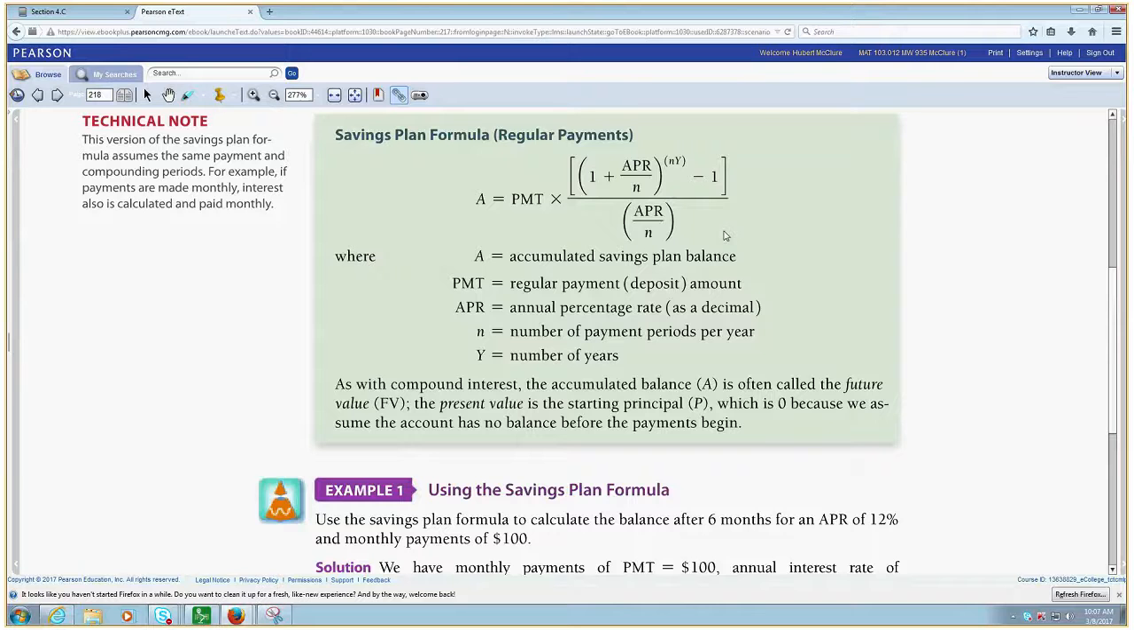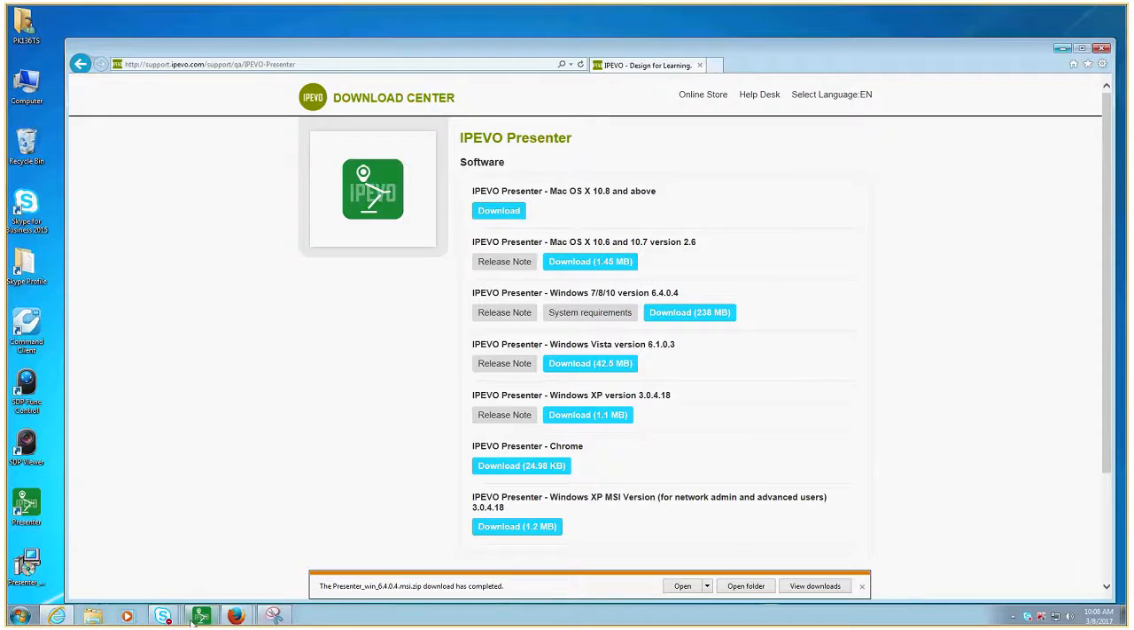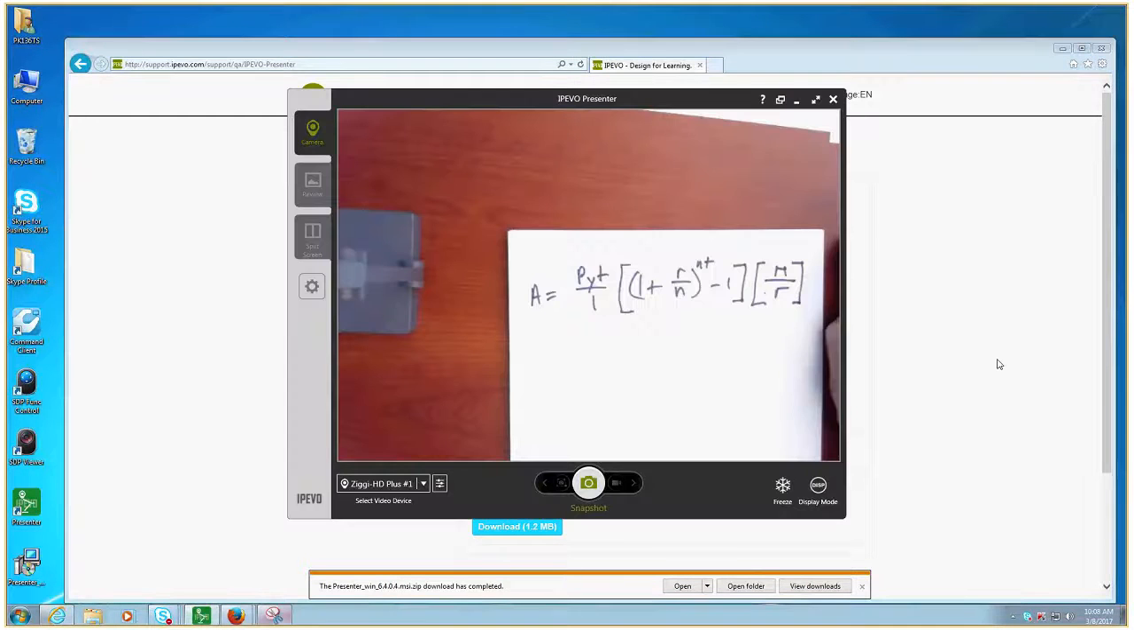All right, A is equal to payment over 1 times 1 plus R over N raised to the NT power minus 1, close brackets, multiplied by N over R. I don't care nothing about fractions, so I'm writing it as just one big continuous expression. So if you're wondering, that's what mine looks like.